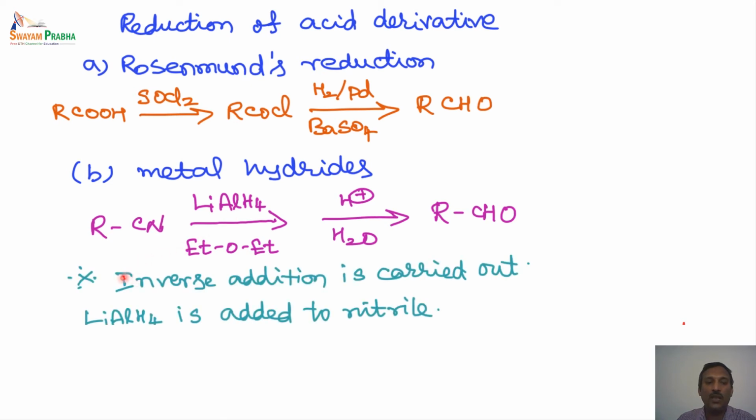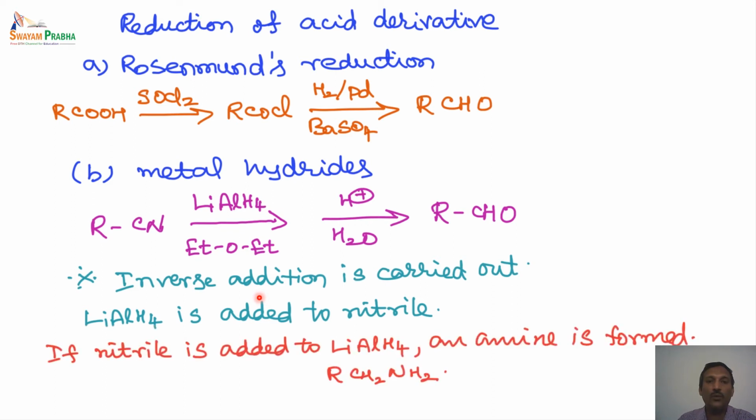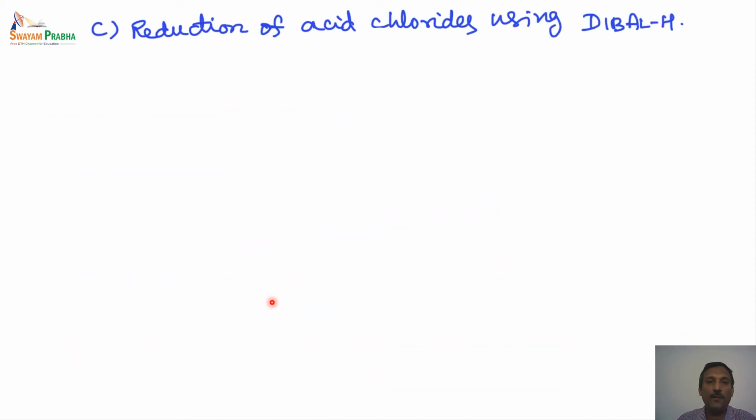This reaction is basically carried out using an inverse addition. That is, the lithium aluminium hydride is added to the nitrile. That means the reagent is added to the substrate and not the substrate added to the reagent. That is why this is called the inverse addition reaction. We have to do the inverse addition because, if the nitrile is added to the lithium aluminium hydride, then a reduction of the nitrile group directly takes place to give the amine, and our corresponding aldehyde cannot be prepared by this method. So we have to follow inverse addition in this particular case.